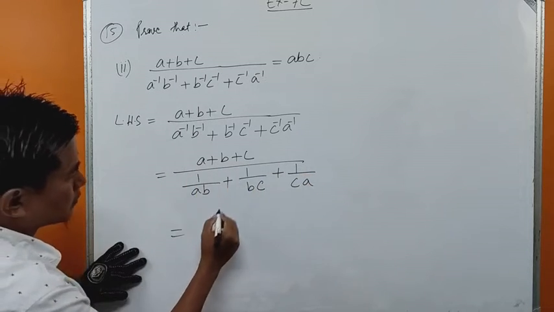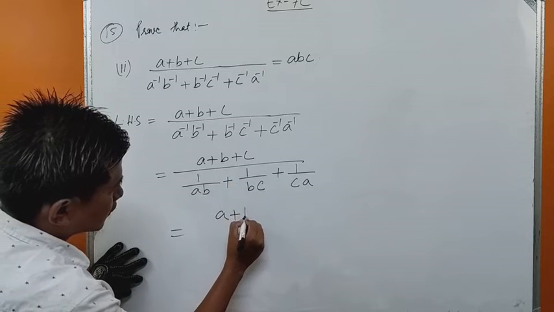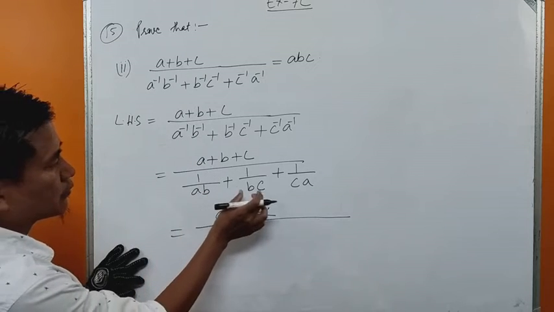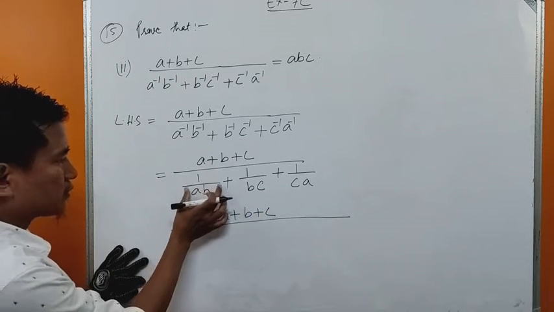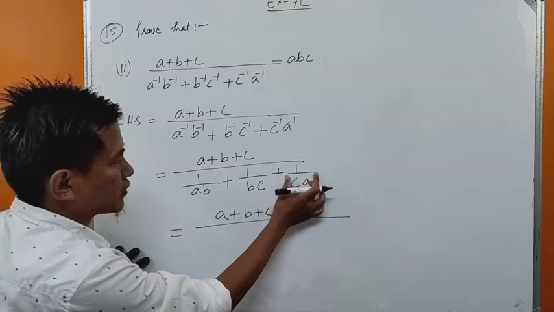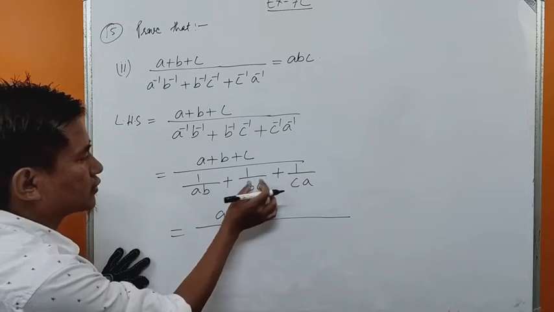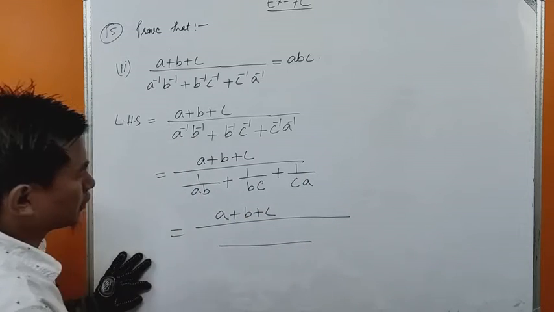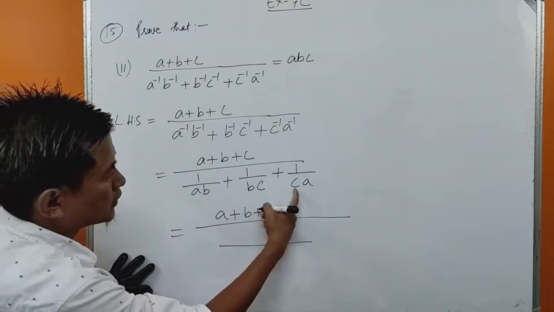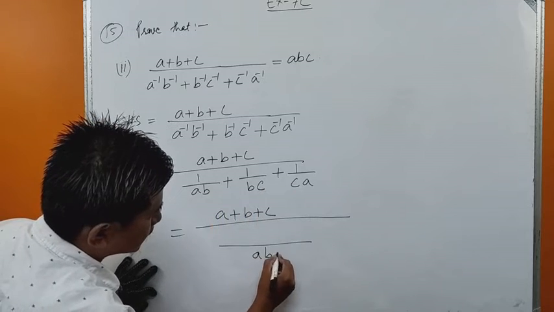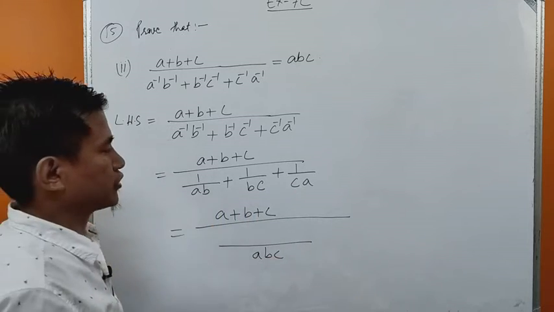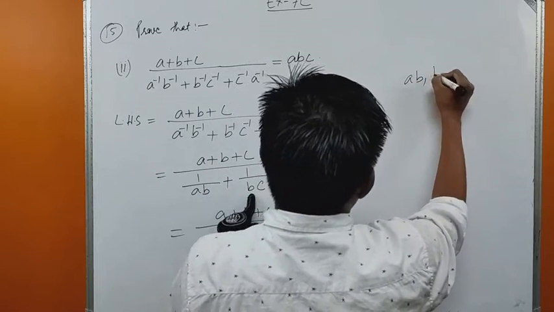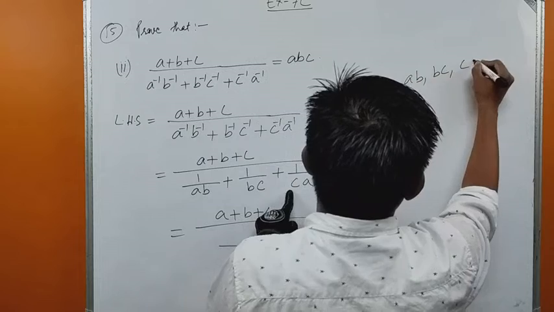Now we have a plus b plus c in the numerator. We write as it is, a plus b plus c, and in the denominator we take the LCM of the denominators. Okay, because this is a fractional number, this is a fractional number, this is a fractional number, and we are adding the fractional numbers, we must take the LCM of the denominators. So LCM of the denominators ab, bc, ca will be abc, as we did this type of question earlier, isn't it? So let's take here ab, bc and ca.